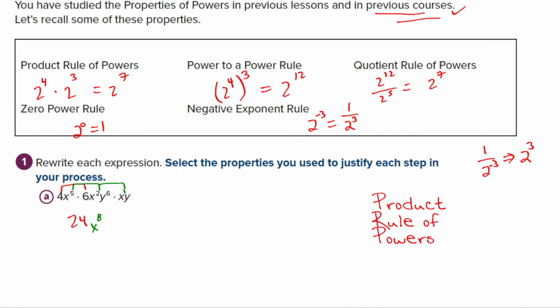And then lastly, we're going to look at the y's. We have how many y's? 6 y's, and then one more y right here. That's 7 y's. So the final answer here is 24 x to the 8th, y to the 7th. And again, we're using the product rule of powers.